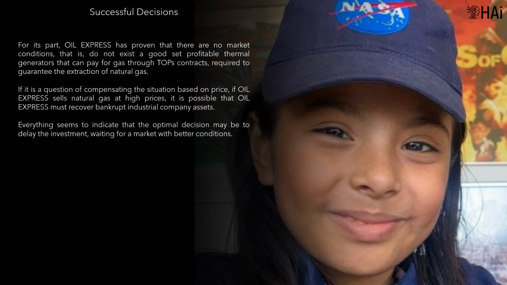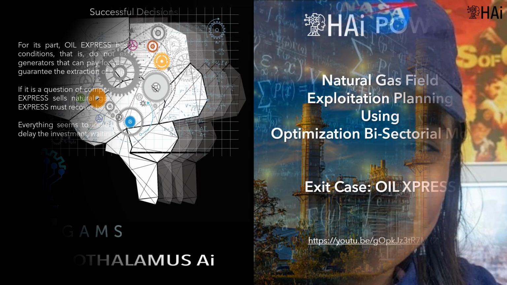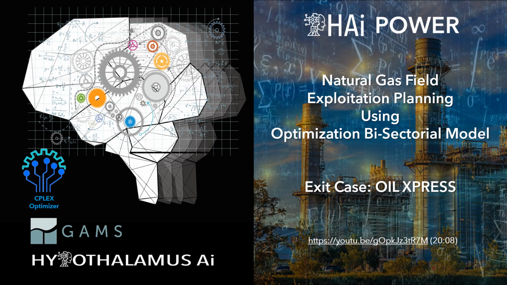Successful decisions. For its part, Oil Express has proven that there are no market conditions, that is, there does not exist a good set of profitable thermal generators that can pay for gas through TOP contracts, required to guarantee the extraction of natural gas. If it is a question of compensating the situation based on price, if Oil Express sells natural gas at high prices, it is possible that Oil Express must recover bankrupt industrial company assets. Everything seems to indicate that the optimal decision may be to delay the investment, waiting for a market with better conditions. People interested in the case can watch the video.